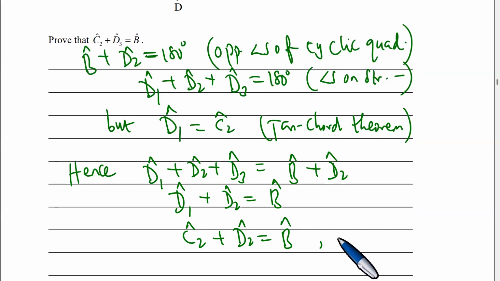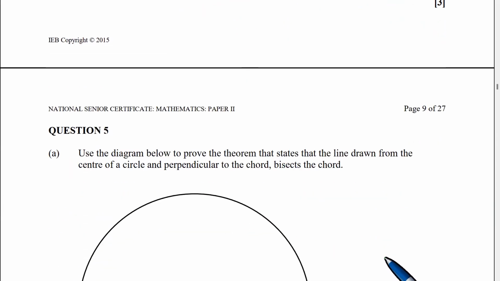This is true because angle D1 is equal to angle C2. Next question. So we're supposed to prove that C2 plus D3 equals B, and we've proven that.